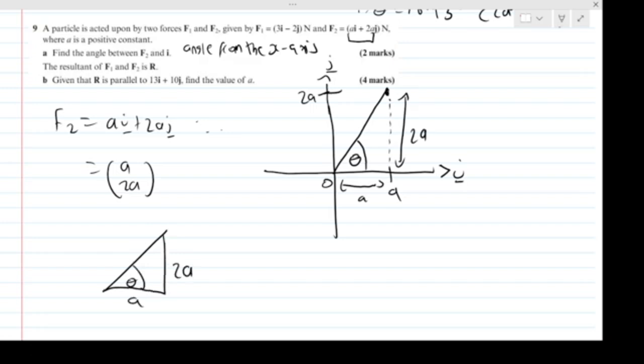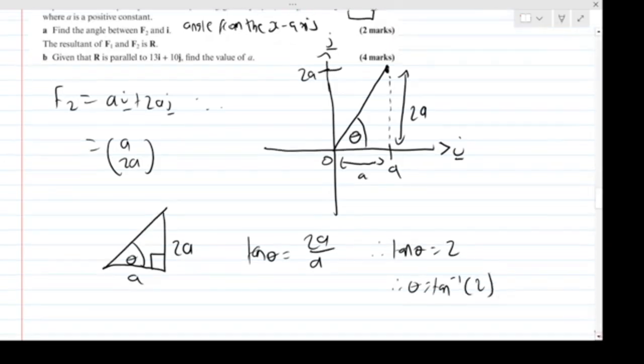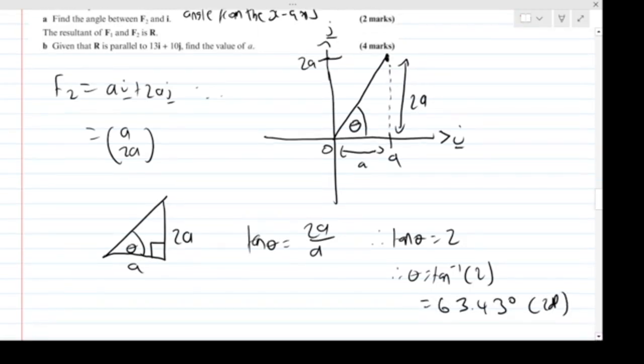I don't know my hypotenuse, really. I don't need it though, because I can use tan theta. So tan theta, again, opposite is 2A over A. Now we don't need to know what A is, because actually look, the A's cancel. So I'll just get tan theta is 2. Now I can find inverse tan. So theta is inverse tan of 2, which is 63.43 degrees. And there we are. So that is the angle there.